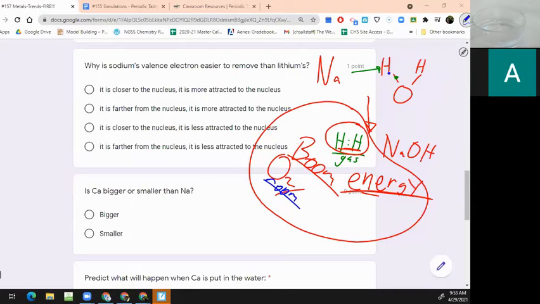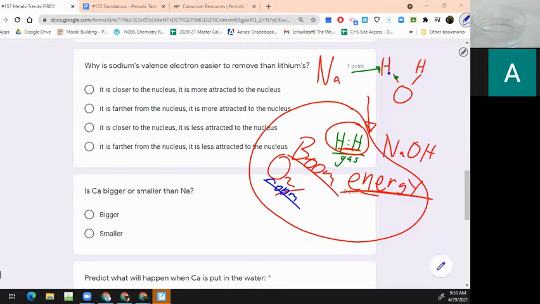Okay? Whew. Was that slightly more reactive than lithium? Yeah. All right, okay, cool. So we all agree that was slightly more reactive than lithium? Okay, just a little. All right, do we answer this? Why is sodium's valence electron easier to remove than lithium's?